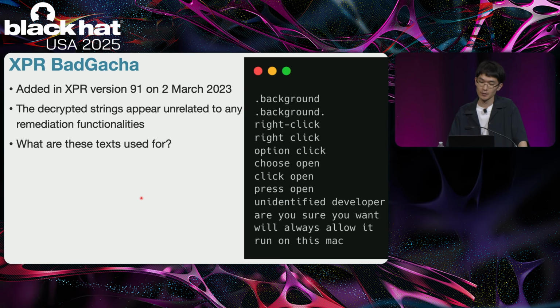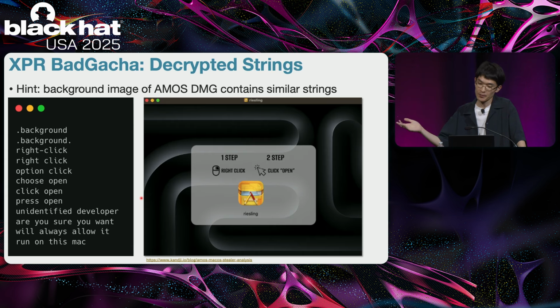Next up is XProtect. Its decrypted strings do not seem related to remediation, like right-click, click open. So what are these useful for? As it turns out, it's related to the malware I mentioned at the beginning of this talk. At the beginning, I briefly mentioned the malware that uses social engineering to disable Gatekeeper. The background image of this disk contains strings like right-click and click open.